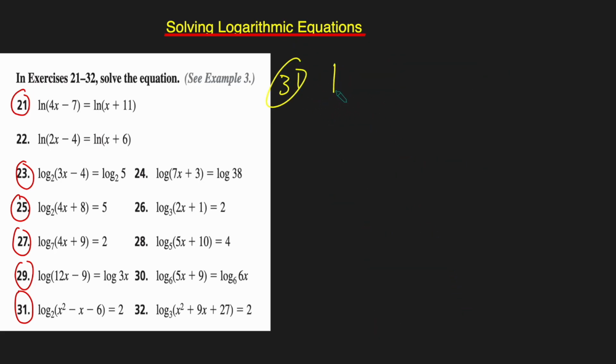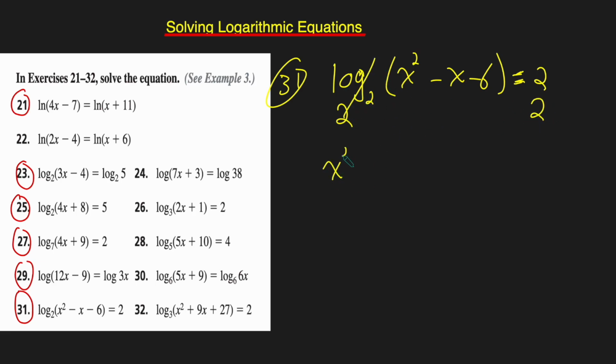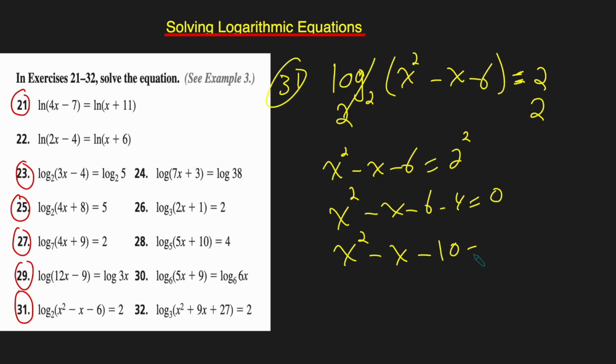Problem 31. Log base 2 of x squared minus x minus 6 equals 2. I don't have a log on the other side, so I need to use the inverse property, which is raising this to the same base. That cancels out, and now I have x squared minus x minus 6 equals 2 squared, which is 4, and I'm going to bring the 4 inside because I have to factor this equation. Minus 6 minus 4 equal to 0, and I have x squared minus x minus 10 equal to 0.